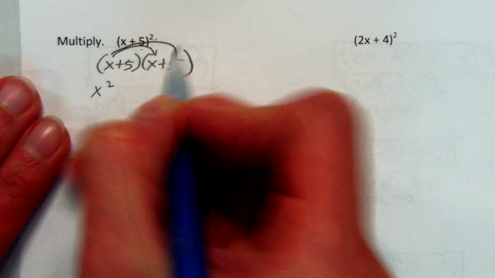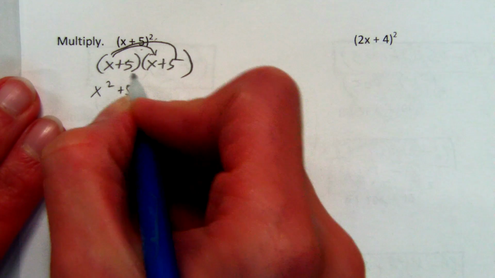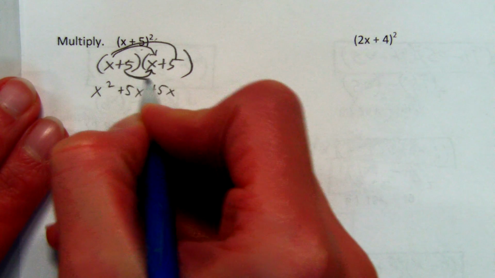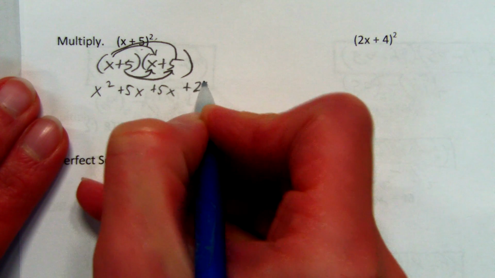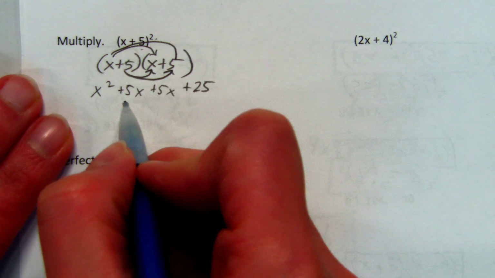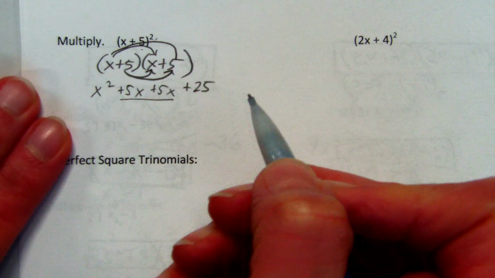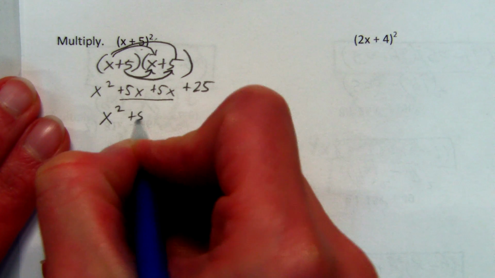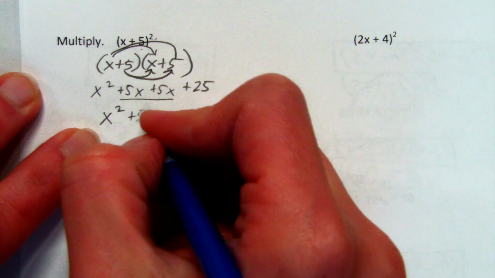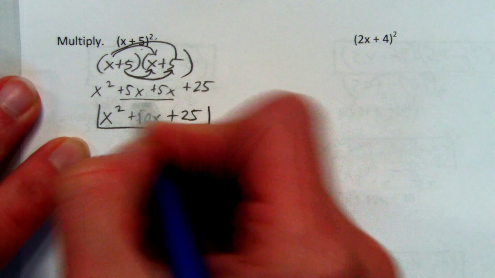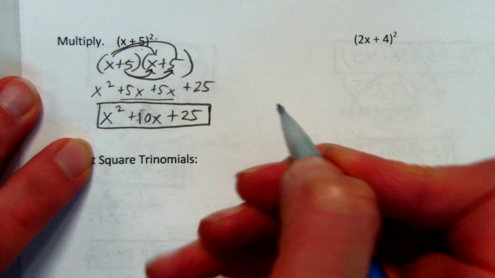X times 5 is 5x. 5 times x is 5x. And 5 times 5 is 25. Now, because it's the same number twice, these numbers in here are the same. And when we add them together, it just doubles what that was, except I didn't do it. So 5x and 5x make 10x, not 5x. 10x plus 25. Okay? We're going to do a couple of these, and we're going to look for some patterns.